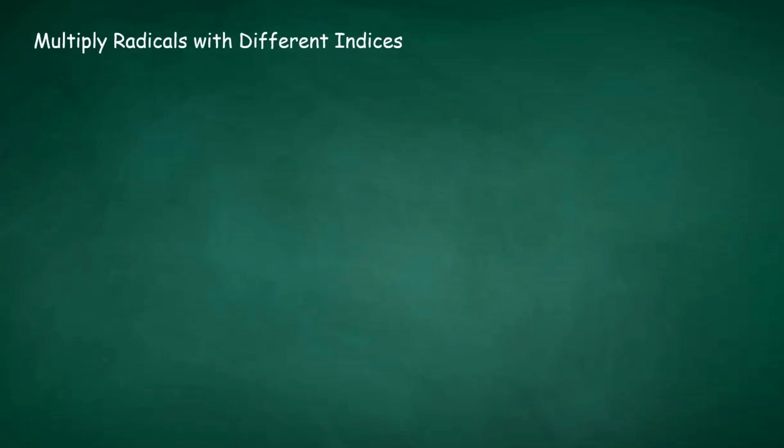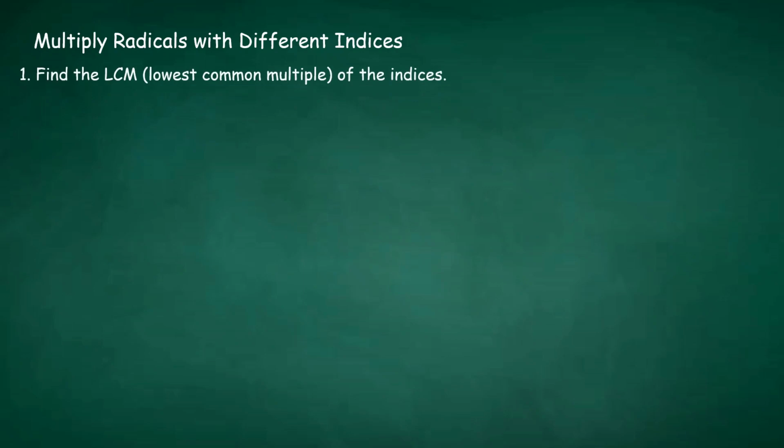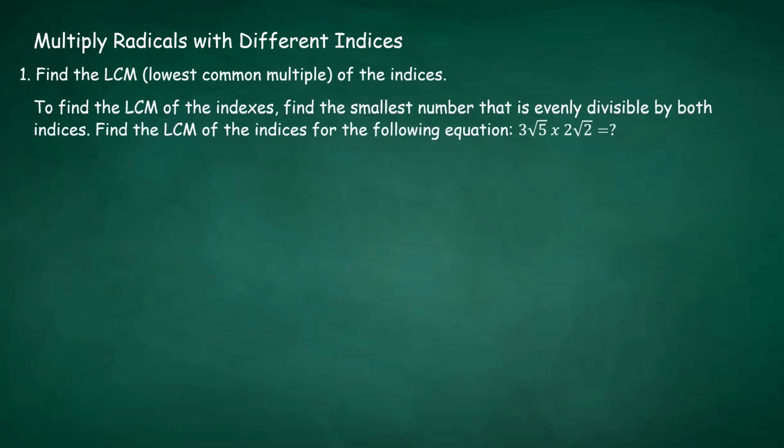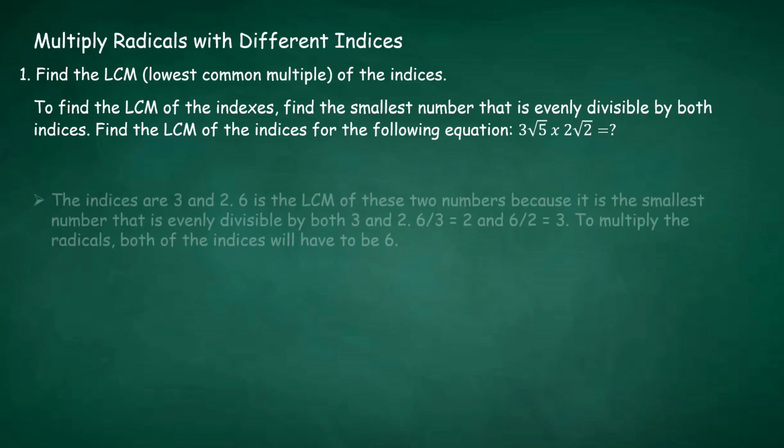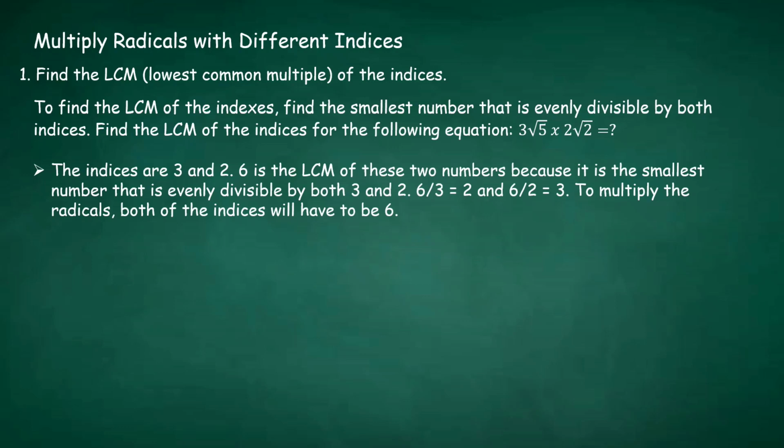Multiply radicals with different indices. 1. Find the LCM or lowest common multiple of the indices. To find the LCM of the indexes, find the smallest number that is evenly divisible by both indices. Find the LCM of the indices for the following equation. 3 square root of 5 times 2 square root of 2. The indices are 3 and 2. 6 is the LCM of these two numbers because it is the smallest number that is evenly divisible by both 3 and 2.